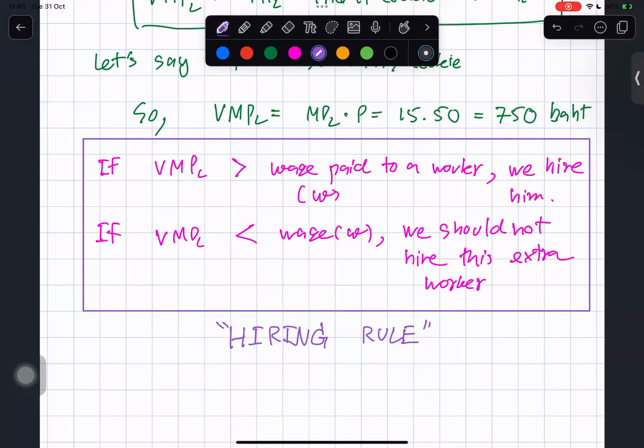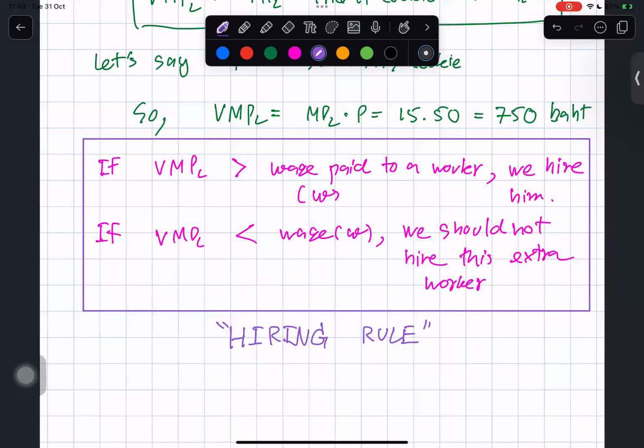Hiring rule. When value of marginal product is greater than wage paid, it's okay to hire this guy. But if value of marginal product is less than W, we should not hire this. Okay.